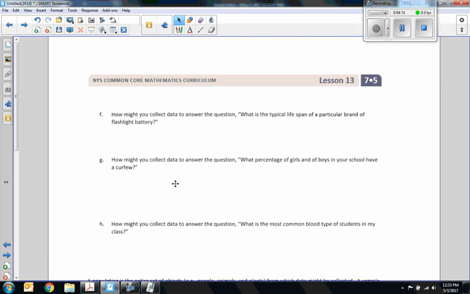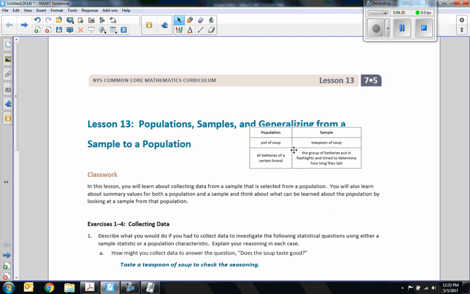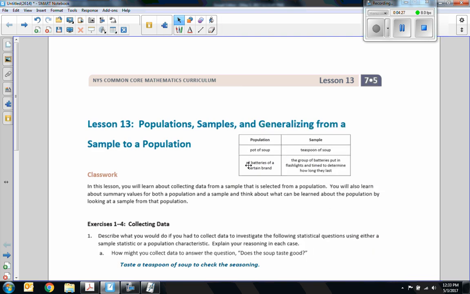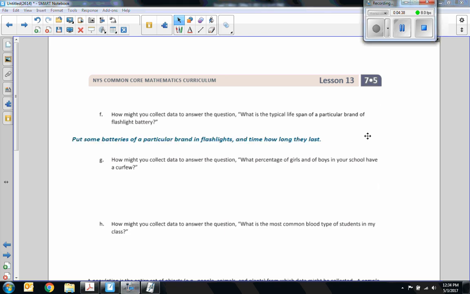F, how might you collect data for this question? What is the typical lifespan of a particular brand of flashlight batteries? Okay, I'm going to go back to this here, and it says population would be all batteries of a certain brand, and the sample could be the group of batteries put in flashlights and timed to determine how long they last. So the answer to this would be put some batteries of a particular brand in flashlights and time how long they last.